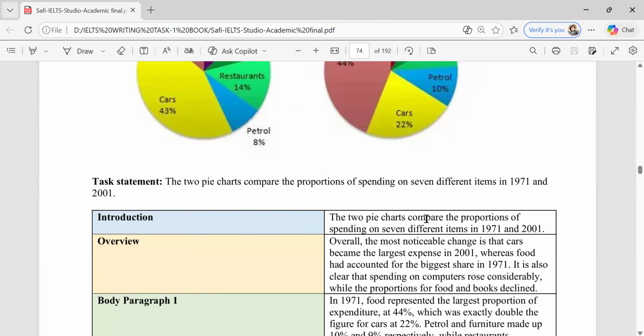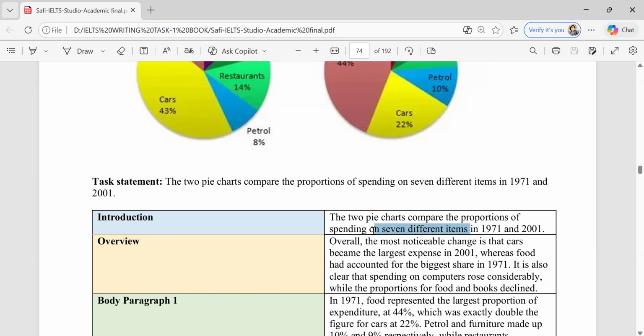compare, can we use any other verb? Yeah, you may use present. Clear, change your verb. Don't use compare exactly the same. Change your verb. So we can say demonstrates, not demonstrates because there are two, so we would say demonstrate. The proportions. So they have written proportions. Can we change proportions to percentages? Percentages of. Clear? So they have written what? Spending. Can we change spending into expenditure? Yeah. Clear? On seven different items.